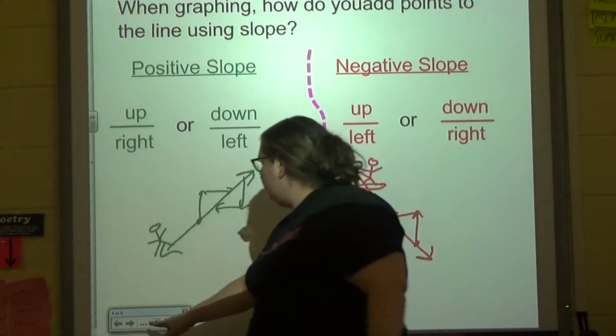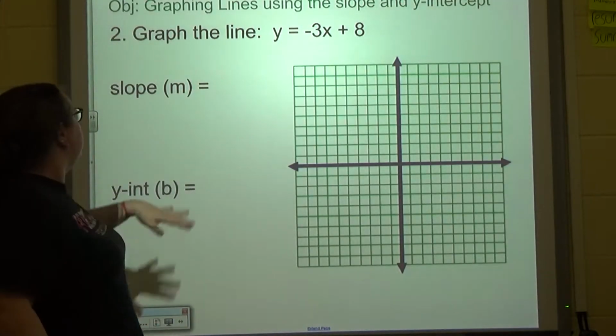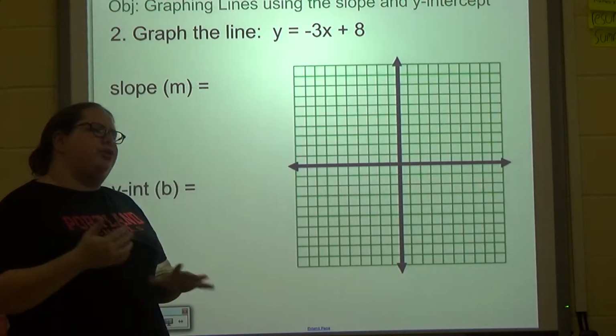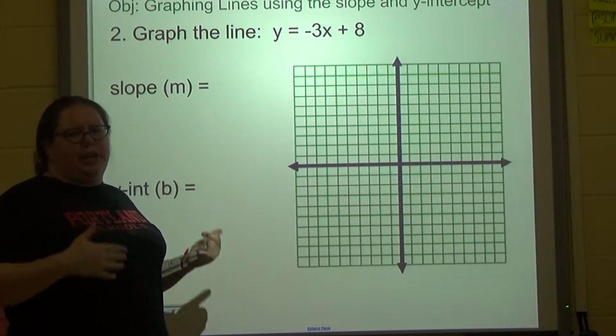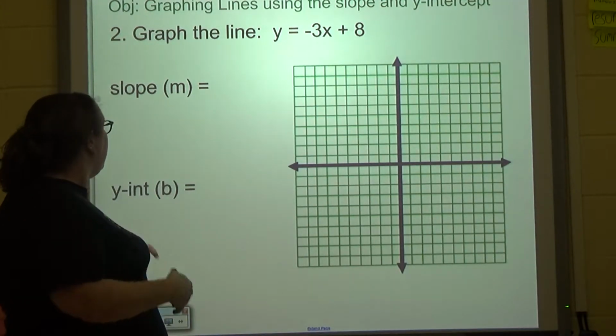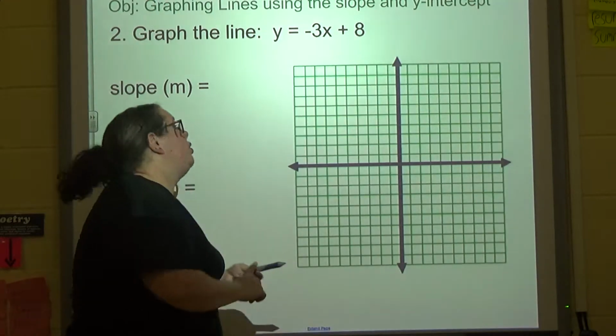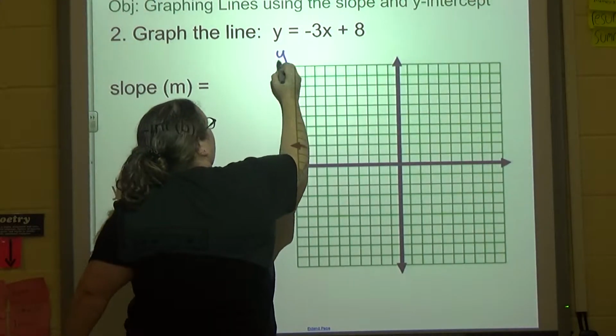Alright, so graph the line, negative 3x plus 8. Pause the video, try it. Worst case scenario, you get it wrong and you fix it. Alright, so what is my slope? Well, remember, slope is always the number in front of your x.